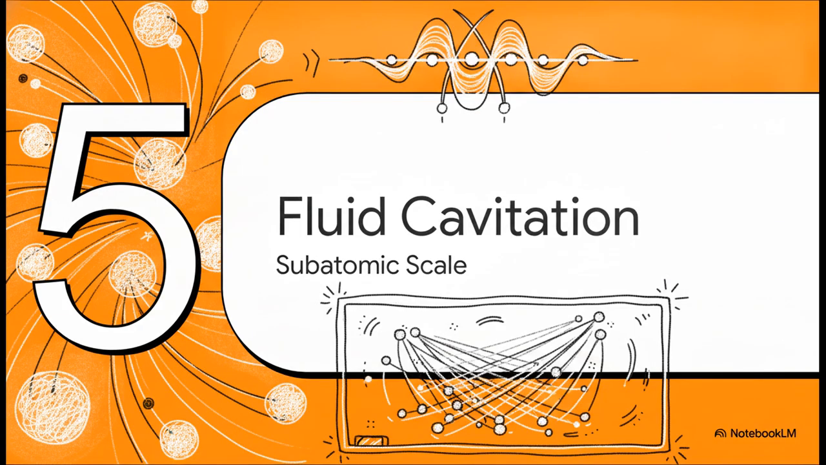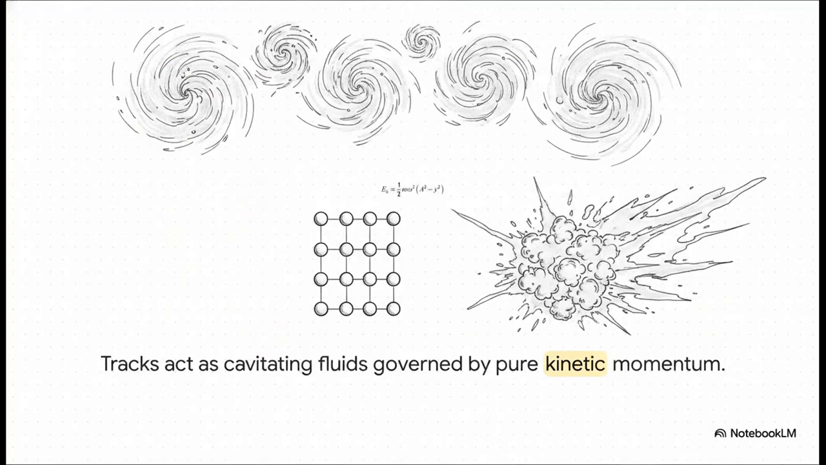Let's pull this all together. Section 5, subatomic fluid cavitation. This realization takes us completely out of the realm of abstract data and drops us directly into profound theoretical physics. Kinetic energy and momentum are the true drivers here. When we look at subatomic tracks through the lens of that massive 99.1% variance, they stop looking like tiny billiard balls randomly bouncing around on an XYZ axis. Instead, they behave exactly like cavitating fluids governed by pure kinetic scalar momentum. The energy density is what dominates the collision field entirely.